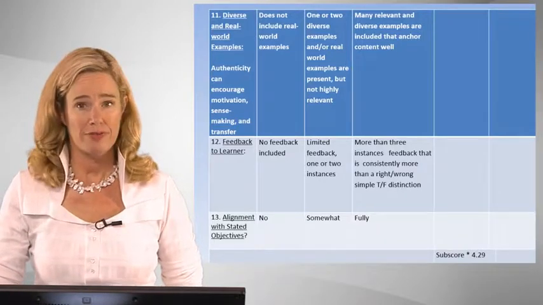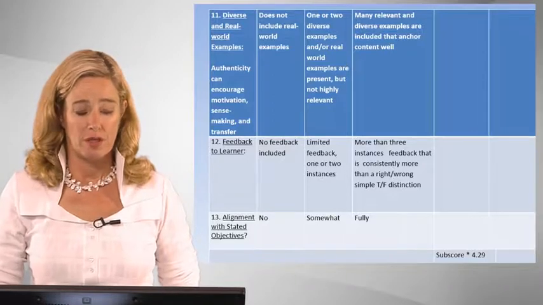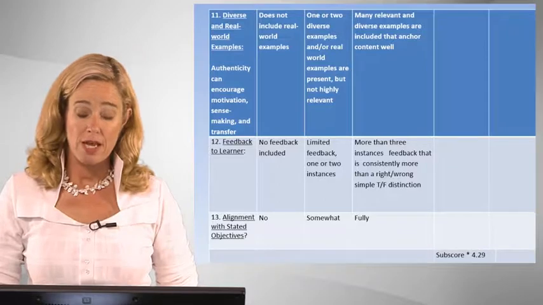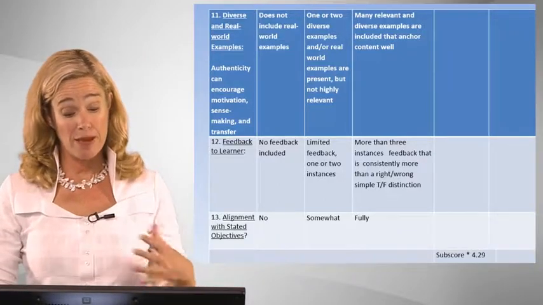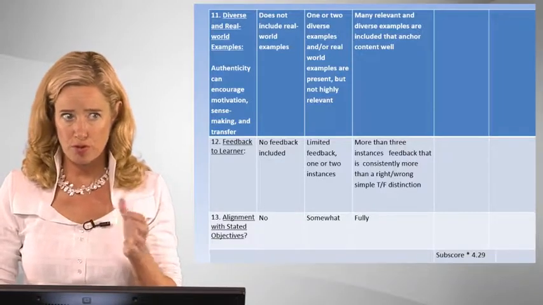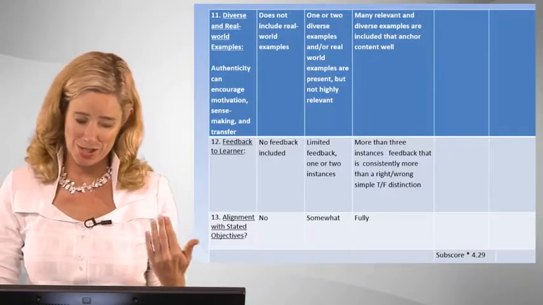Number 12, feedback to the learner, very important. No feedback gets a 0. Limited feedback gets a 1. But if there are 3 or more instances of feedback that are consistently more than simple right or wrong distinctions or those sort of true-false questions that I dislike so much, then it gets a 2.